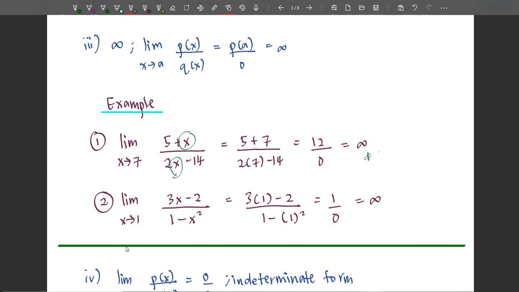The second example would be the limit of 3x minus 2 divided by 1 minus x squared when x approaches 1. We need to substitute 1 in x. So 3 times 1 minus 2 over 1 minus, in brackets, 1 squared. Remember the brackets. That is going to be 1 over 0, so it will be infinity.